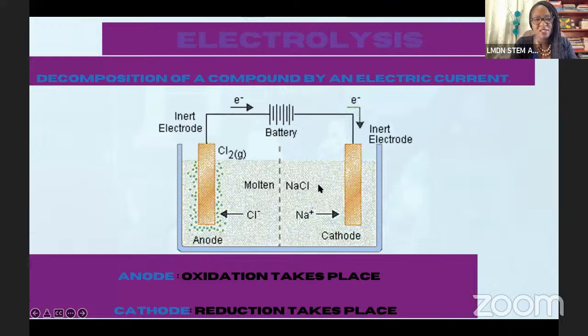We have molten sodium chloride, and molten just means that it's not aqueous. There are no ions from any water in it. It is what it is. It's just a chloride ion, that's your negatively charged species, and a sodium ion, that's your positively charged species.